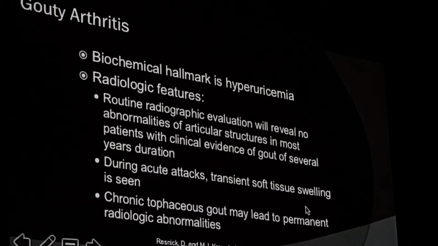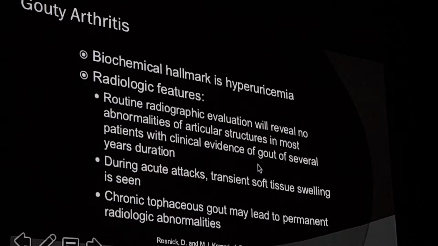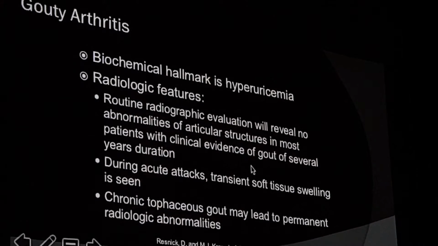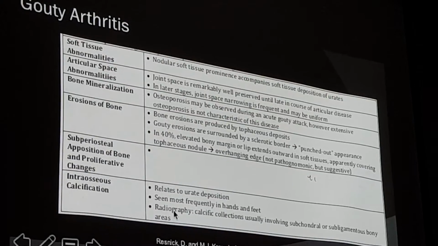Okay, gout. Of course, with gout you have hyperuricemia. Radiologic features: early on in the disease, you will expect to see nothing. It's supposed to be normal. But later on, you may be able to see transient soft tissue swelling. But if you have chronic gout, that's where your permanent radiologic abnormalities come.